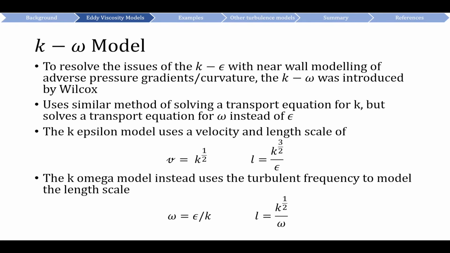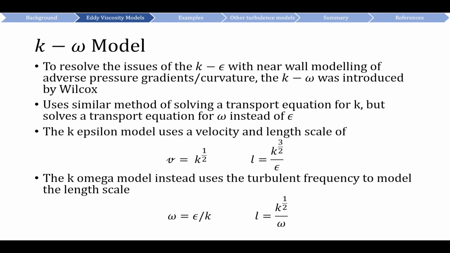So to overcome the problems of the K epsilon model in terms of wall modeling, the K omega model was proposed. This solves two transport equations, one for K and one for omega, where omega is the turbulent frequency, which is simply epsilon divided by K. It's a similar approach insofar as we're solving two transport equations for two turbulent quantities, but the major difference with the K omega model is that this can be integrated to the wall, as I said.